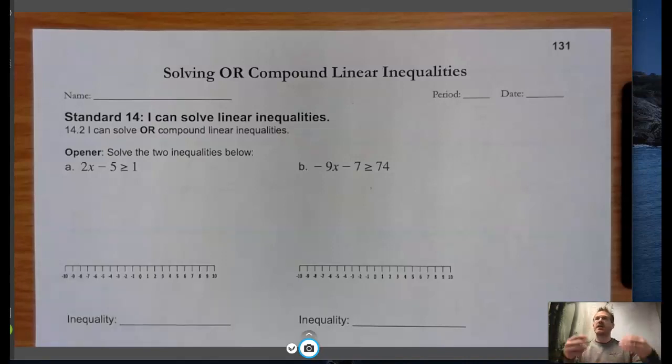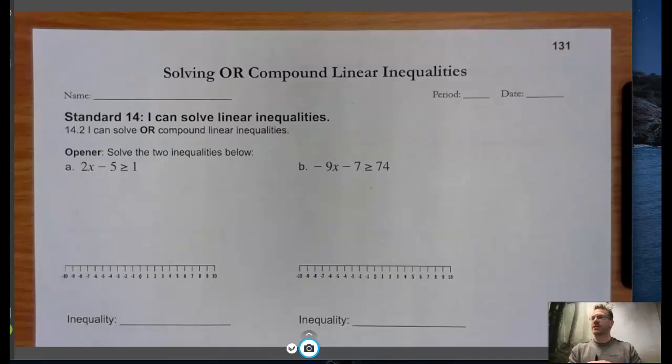Now, just like in your LA class, when you have a compound sentence, all you are doing is connecting two different sentences with a comma and a conjunction. We're doing basically the same thing today. So the good news is there's nothing new to teach you. Mechanically, all the mechanics of solving our inequalities are exactly the same. All we have to do is show you how to connect those two inequalities.